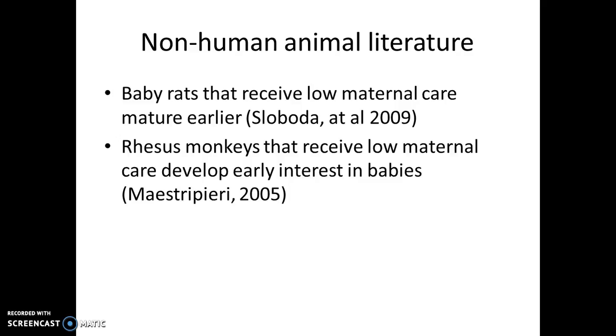We know from the non-human animal literature that baby rats that receive low maternal care mature earlier. We know that rhesus monkeys that receive low maternal care develop an early interest in babies, kind of as we predicted there. Risky environments where you've got low maternal care lead you to want to maximize current reproductive success, to have babies earlier.